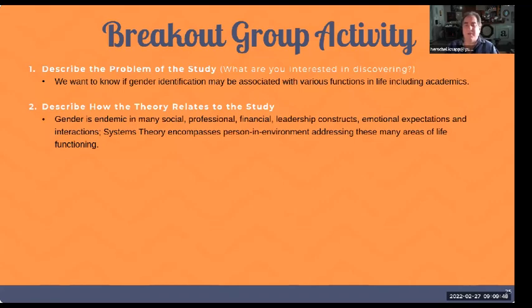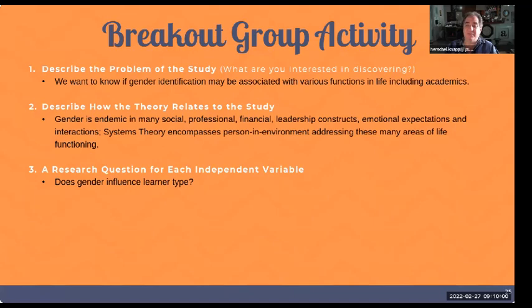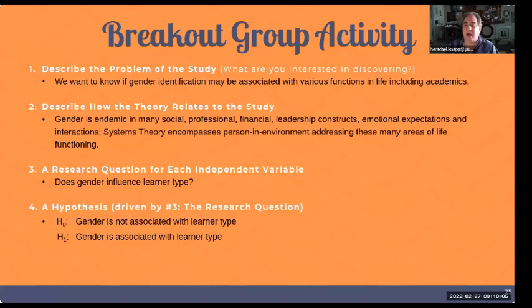And if your variables are about, say, gender and academics, maybe that's your question. Describe how the theory feeds into the basis for analyzing those pairs of variables. Your research question might be something along the lines of, does gender have an influence over learner type, if that's your pair of variables? And of course, the hypotheses that correspond with your research question for each of the pairs, whereas the null hypothesis would be that gender is not associated with learner type, or the alternate hypothesis is gender is associated with the learner type. And of course, this is a good time to hopefully finalize the variable table.